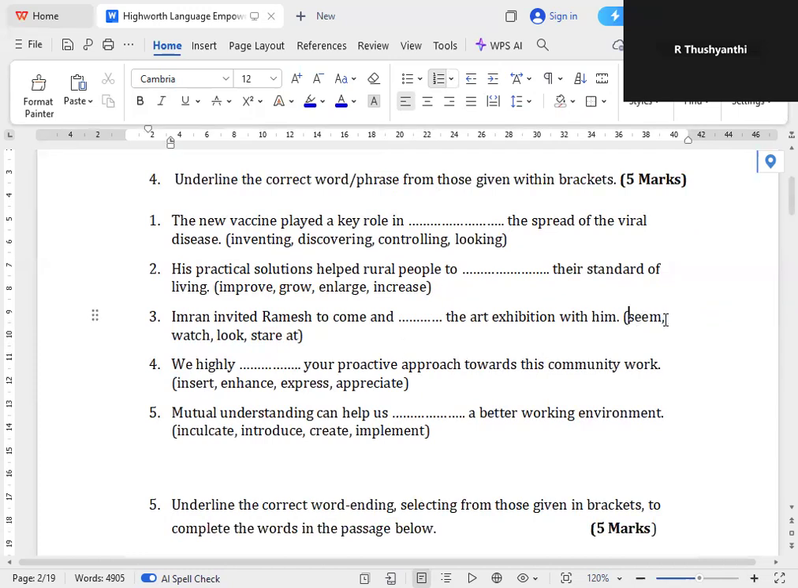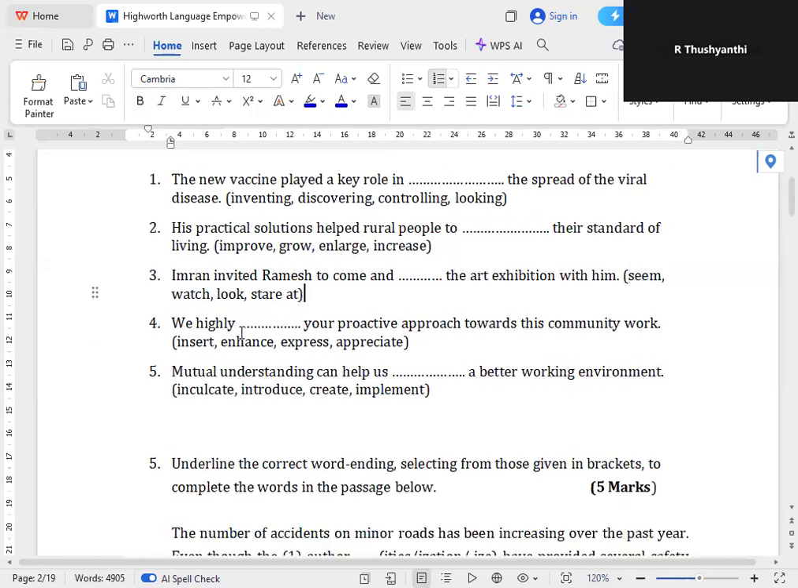Third one: Imran invited Ramesh to come and the art exhibition with him. The words given are seem, watch, look, and stare at. Which is correct? Imran invited Ramesh to come and look at the art exhibition with him.